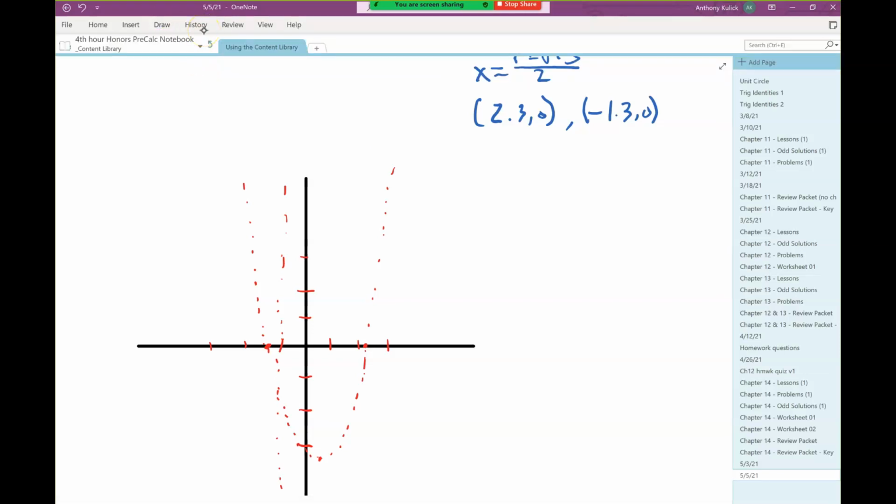Now I need to draw the rest of my graph. So I had zeros at negative 2, 0, and then positive 2.